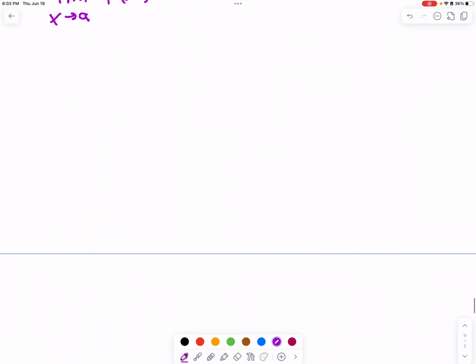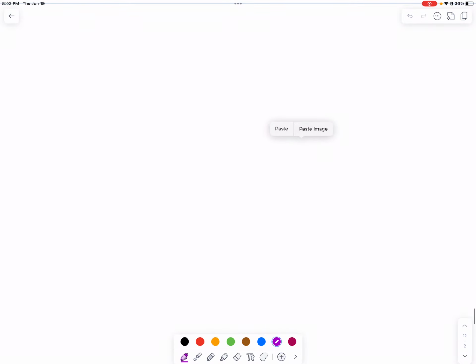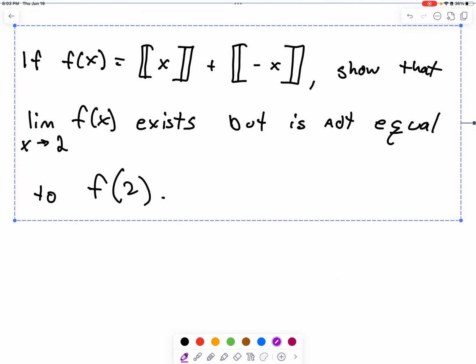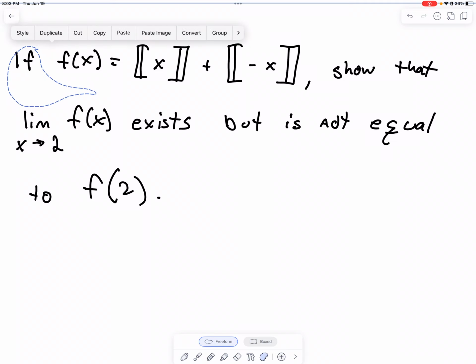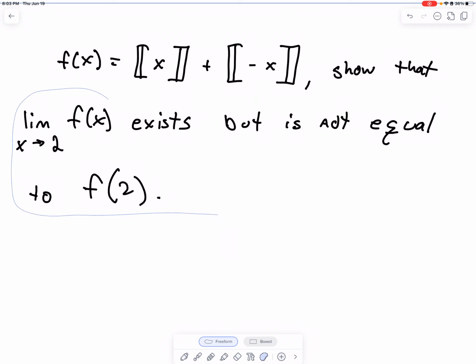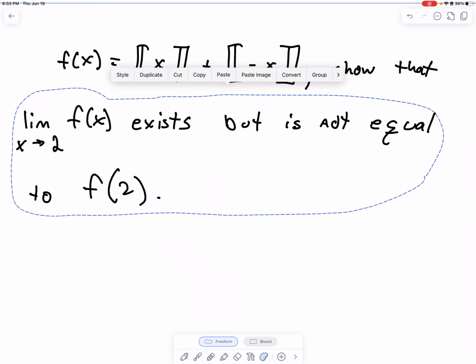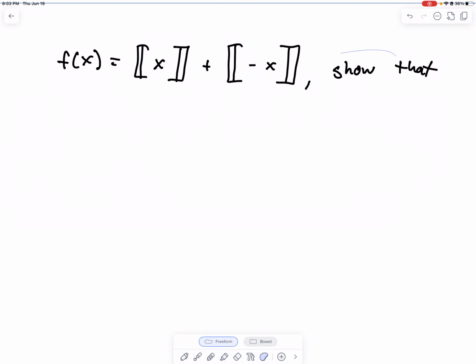Can I just paste? That would be nice if I could just paste. Okay. Let me get rid of this. I can get rid of all of this.